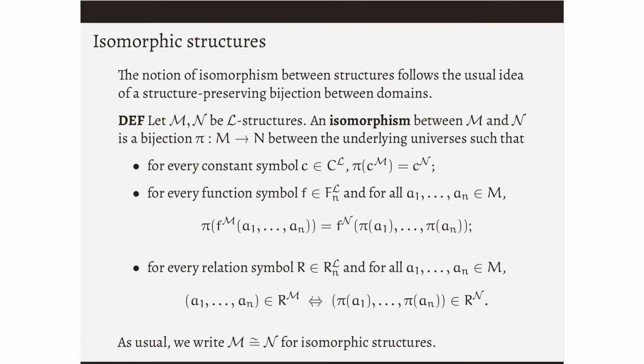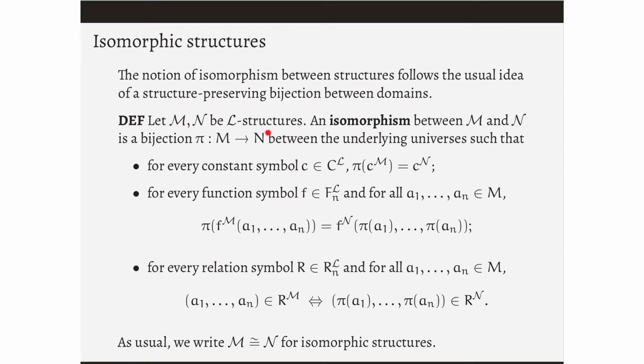A fundamental relation between structures is that of isomorphism, so structures over the same language. It generalizes or captures the basic idea that an isomorphism is just a structure preserving bijection between domains. And in our case, structure preserving means we have to preserve all the symbols that are present in the language, or rather the interpretations of these symbols.